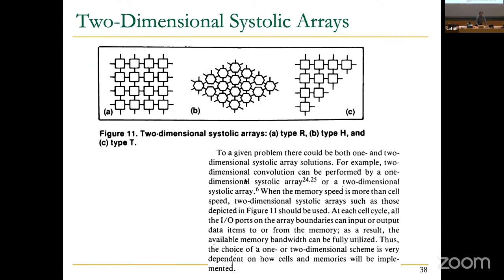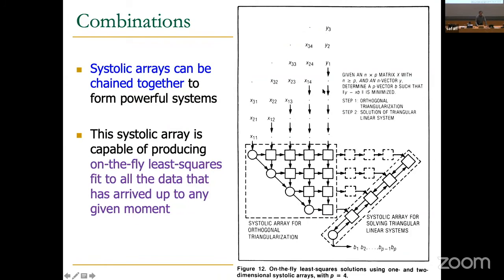But systolic arrays can actually be two-dimensional, as we discussed, but they can also look like this. They can also look like this. My favorite example is from the earlier paper, one of my favorite examples. So basically, you can chain together these systolic arrays to form powerful specialized systems. For example, this systolic array is capable of producing on-the-fly least squares fit to all the data that has arrived up to any given moment. It's a real-time processing system from the 1980s, right?